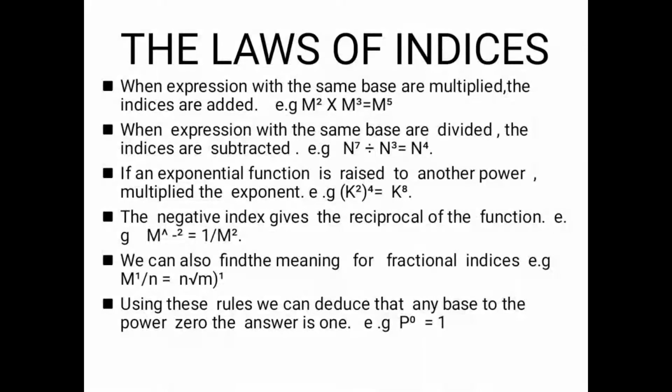The fifth law of indices. We can also find the meaning for fractional indices, e.g. m power 1 over n is the same as writing the nth root of m. What does this imply? If the question comes in a situation where it is 3 to the power 1 over 3 or 27 to the power 1 over 3, it is the same as writing the cube root of 3, the cube root of 27.